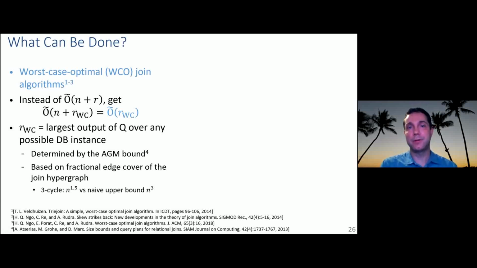How do we know that number? This is the famous AGM bound. So it has been shown that there's a way by looking at the fractional edge cover of a query hypergraph to determine what is the largest possible output size of such a query. And as I said before, for the 3 cycle or triangle, this is n to the 1.5, which is already much better than n cubed, which would be a naive upper bound if we just say every tuple in one relation joins with every tuple in the other and so on. Right? So for that specific query, this bound is actually a strong improvement.